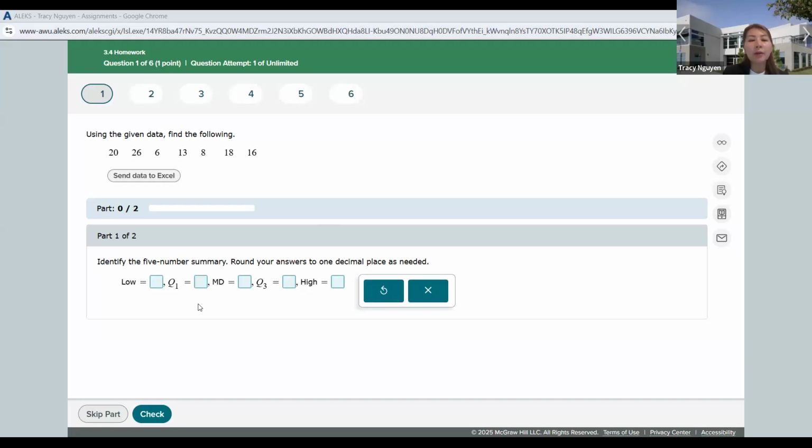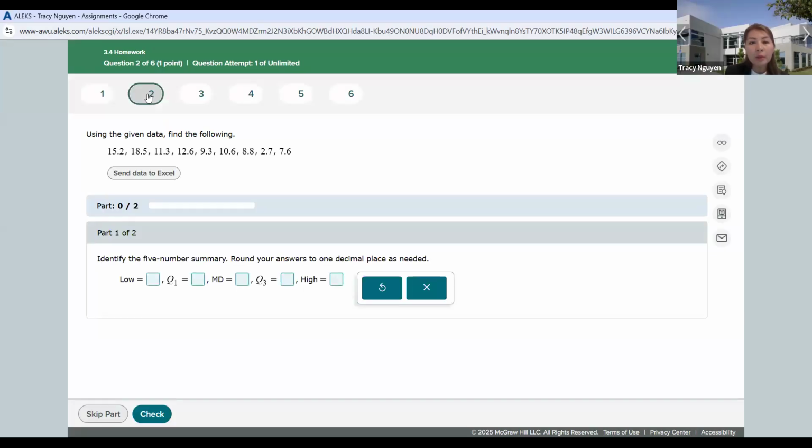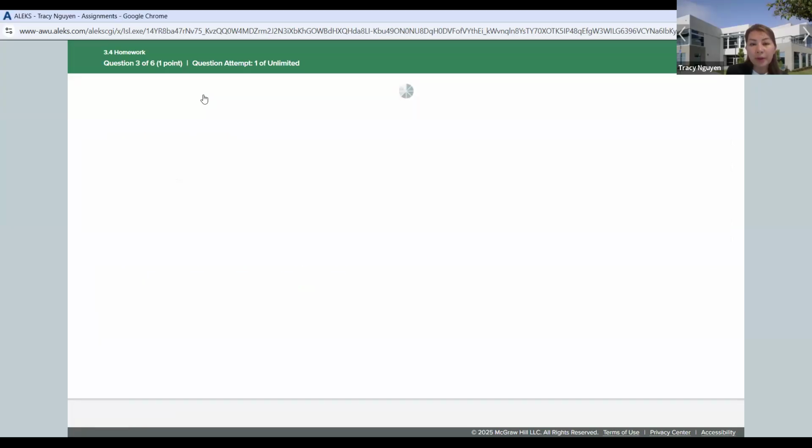We have the minimum value, which is the lowest value, and the maximum value, which is the highest value. Here it tells us to round your answer to 1 decimal place as needed. Okay, so nothing that I need to show you in question number 1. Question number 2 is similar, but we see the data is in terms of 1 decimal place, and it's asking us to also round to 1 decimal place. So we're looking for a 5-number summary.